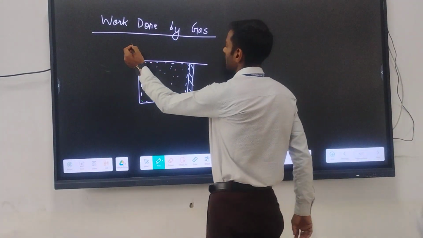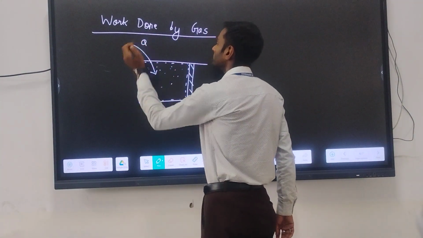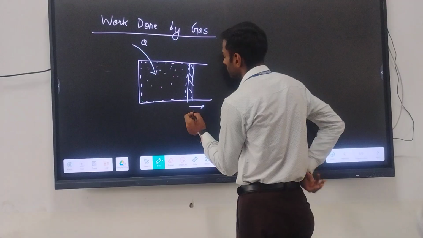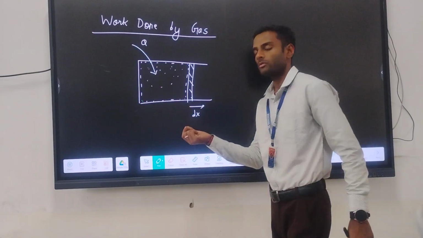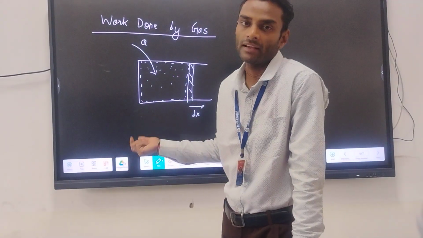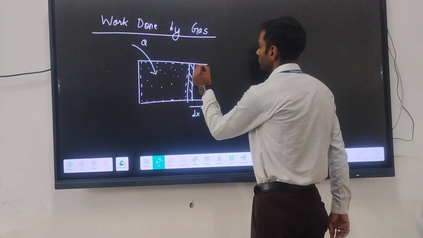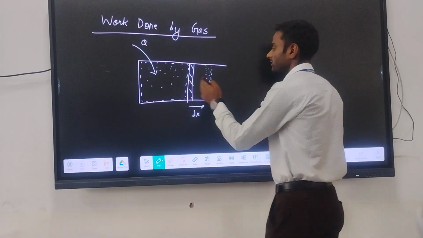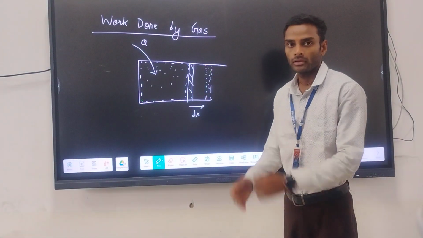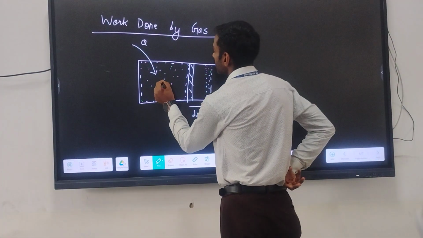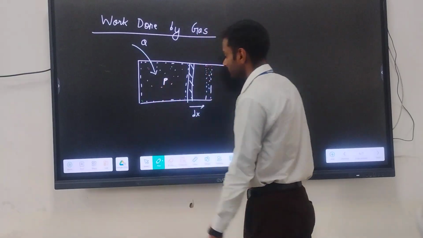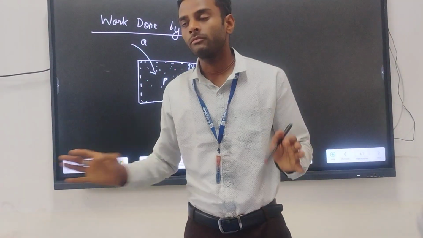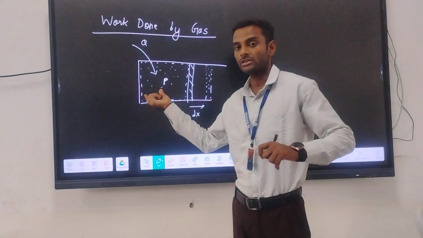Now you have given this gas some heat, and it has displaced by a small value, a small displacement dx. The piston has moved from here to here. The gas has pressure P inside it, and this is variable. Try to understand, we can't say whether it will be variable or constant.